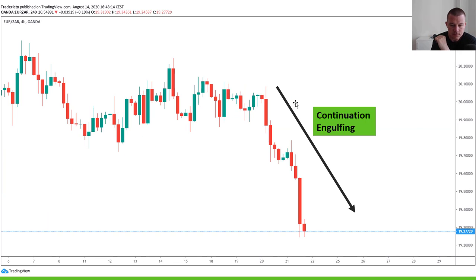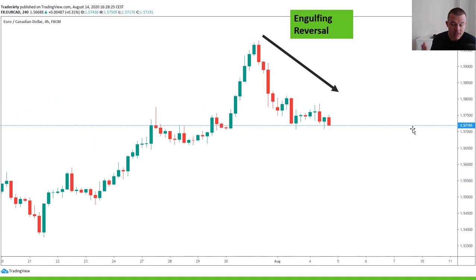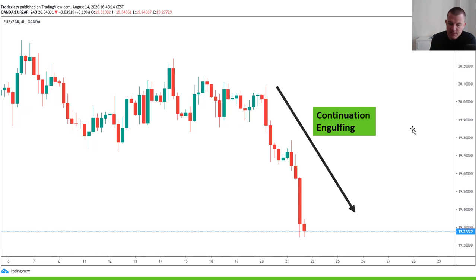For example, here we have a continuation engulfing candle, whereas this was an engulfing reversal previously. This is a continuation engulfing. So you are clearly in a downtrend here. The market was in a sideways phase. You can draw your trend line here, and you wait for the breakout for the trend to emerge.